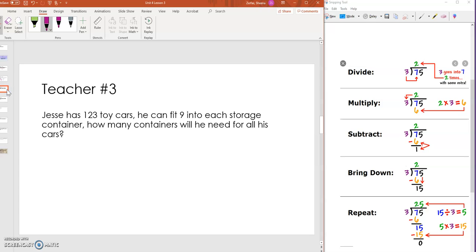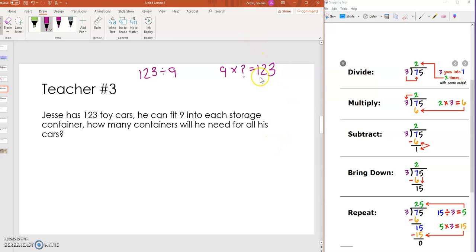Let's see one more. And again, in this one, you can see just by looking at the problem, I'm going to be dealing with some larger numbers. So Jesse has 123 toy cars. He can fit 9 into each storage container. How many containers will he need? Starting with my division sentence, I'm going to take the 123 cars and divide it into groups of 9. So what I'll be asking myself is 9 times what number is 123.